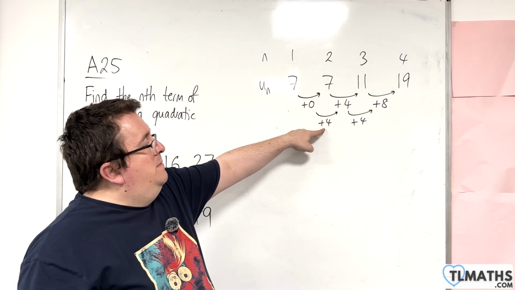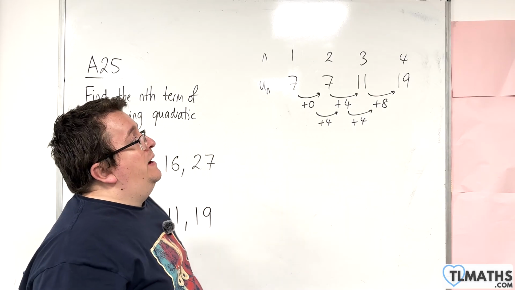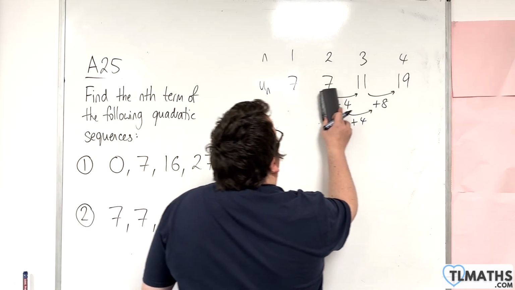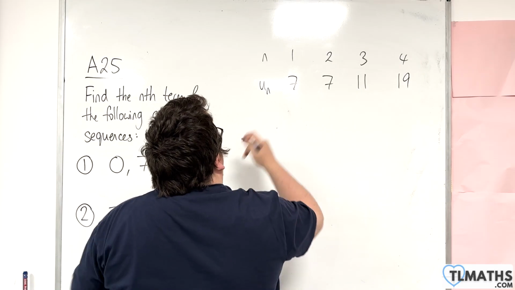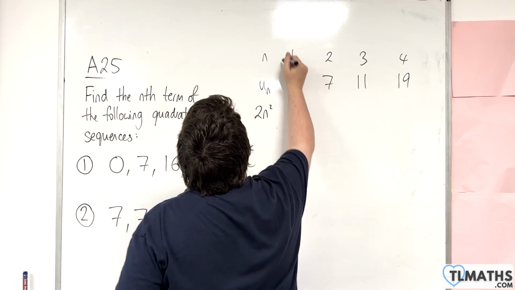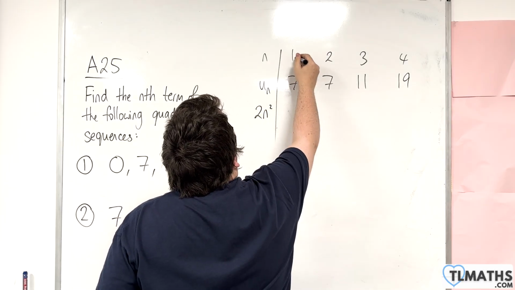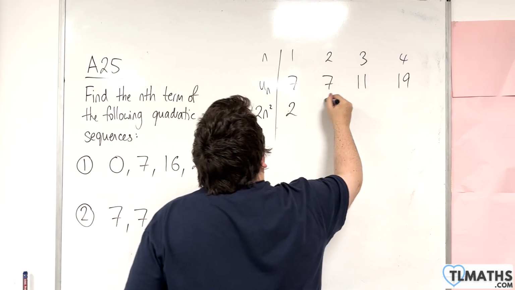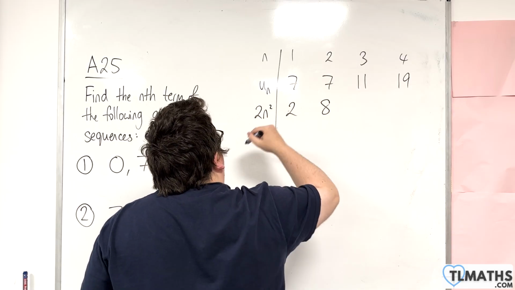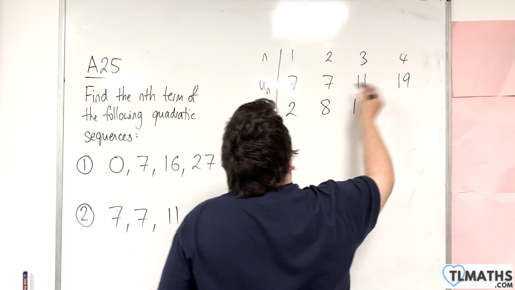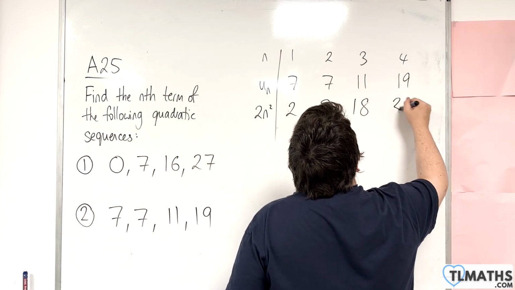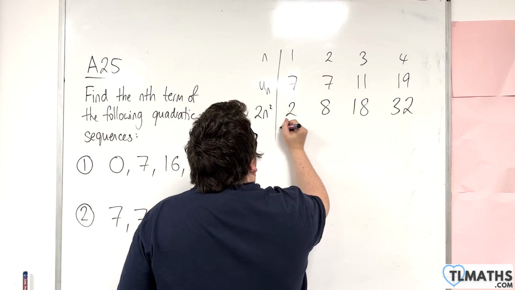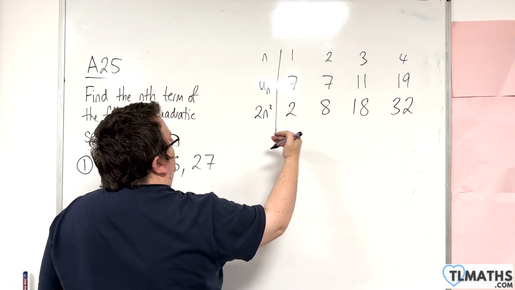We halve this number to get 2, so that means it's a 2n squared that we're dealing with. So 2n squared. If I substitute in 1 into that, I'm going to get 2. 2 into that, I'm going to get 8. 3 into that, 2 lots of 9 is 18. 2 lots of 16 is 32. So then I subtract that away.